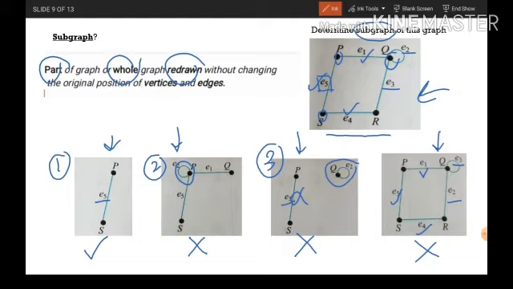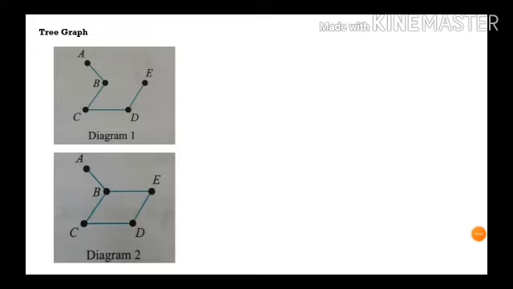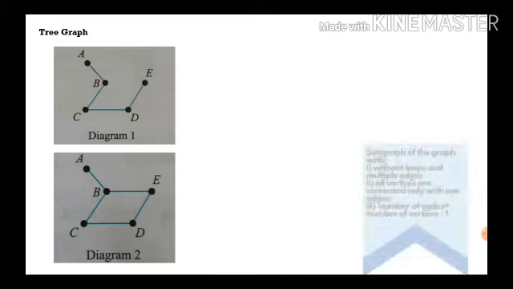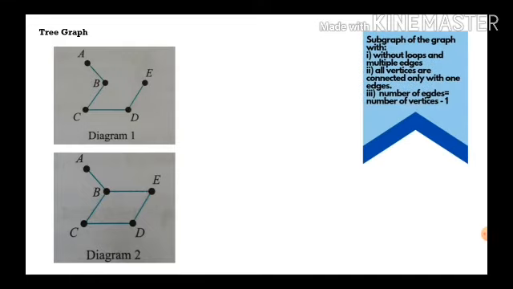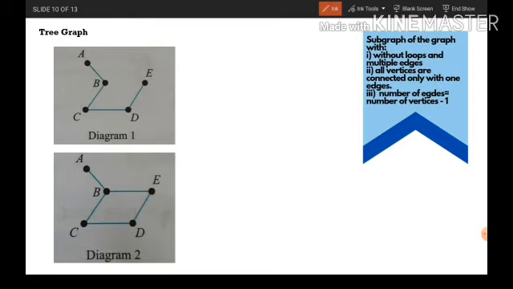Okay, next we move on to the next slide. Now we're going to determine the tree graph. So what is tree graph? Subgraph of the graph without loops and multiple edges. So tree graph properties is without loops and without multiple edges. Next, all vertices are connected only with one edges. Next property, number of edges is equal to number of vertices minus 1.